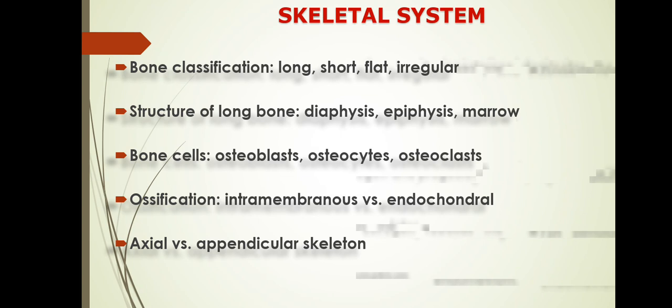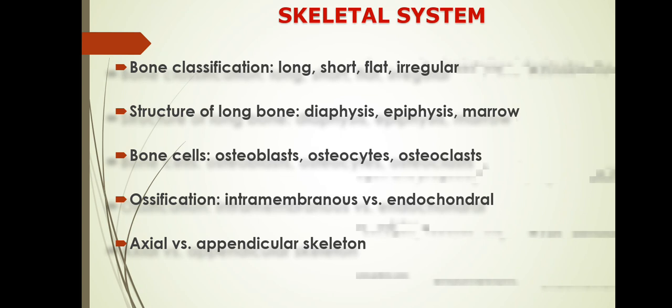Apart from that, the skeletal system. You're supposed to talk about bone classification. Of course, there are long bones, short bones, flat bones, as well as irregular bones. There are also sesamoid bones. Those are the classifications here. You have to know how they look and how they are different, and possibly where they are found.